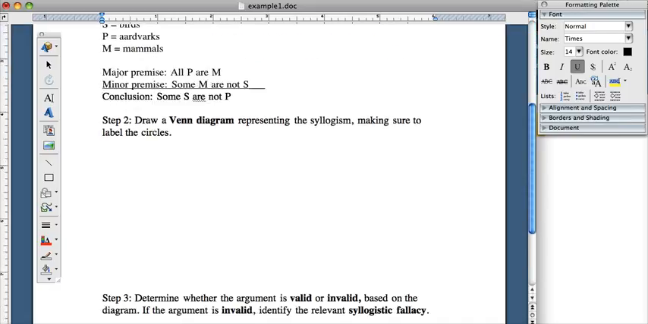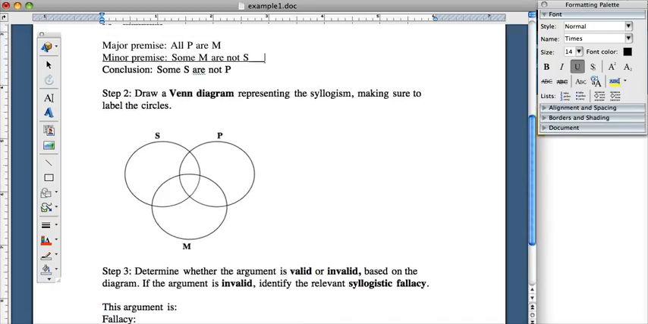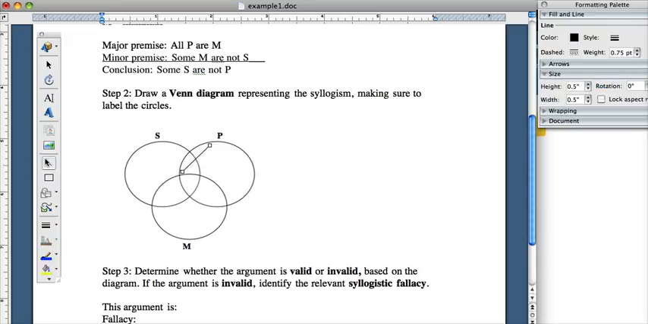Okay, so now we can do a Venn diagram for this argument. So we're going to start with the universal premise. So all P are M. I want to start by filling in the section of P that is not M, because if there are any P's, then they're M's. Alright, that'll do. Then we want to do some M are not S.